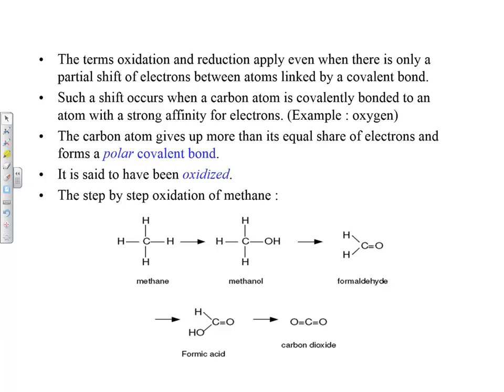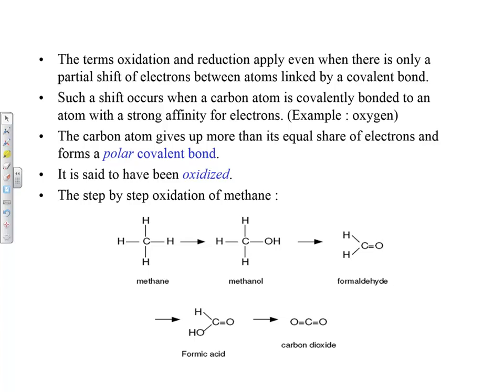Now from adding oxygen and removing hydrogen, we've gone to adding and removing electrons. But if you have a covalent bond, it's only sharing of electrons, with no addition or removal. Still, the terms oxidation and reduction apply even when there is only a partial shift of electrons between atoms linked by a covalent bond between different elements. Such a shift occurs when a carbon atom is covalently bonded to an atom with a strong affinity for electrons, for example oxygen. The carbon atom gives up more than its equal share of electrons and forms a polar covalent bond. If it's linked with oxygen, it becomes carbon dioxide, so carbon is oxidized.